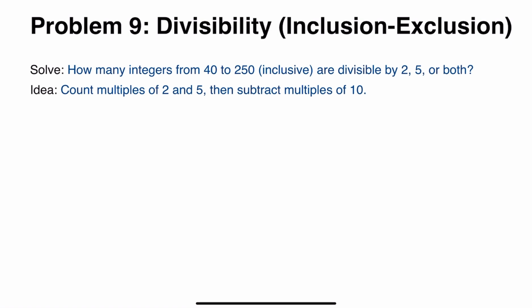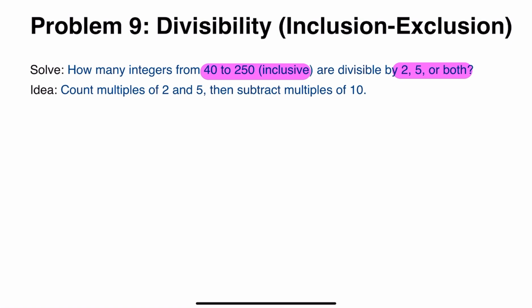First, I just want to go ahead and highlight some key words here. We have how many integers from 40 to 250 inclusive are divisible by 2, 5, or both. We'll get started with counting multiples of 2. As you can see, we have this range of values from 40 to 250.